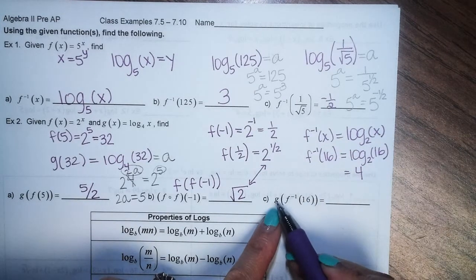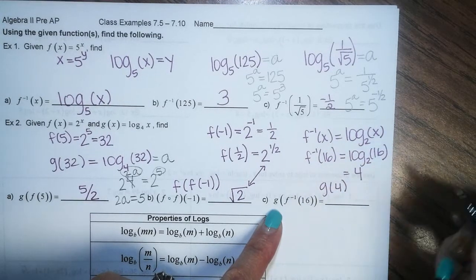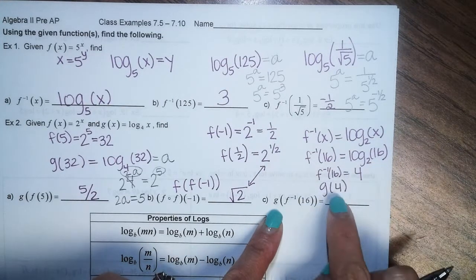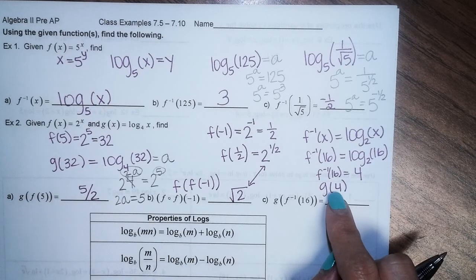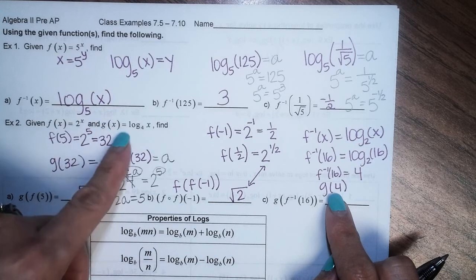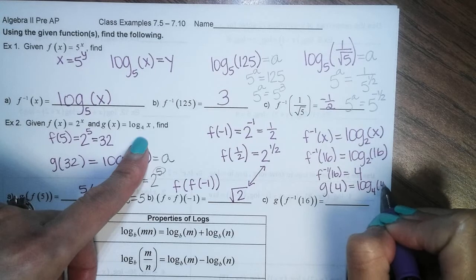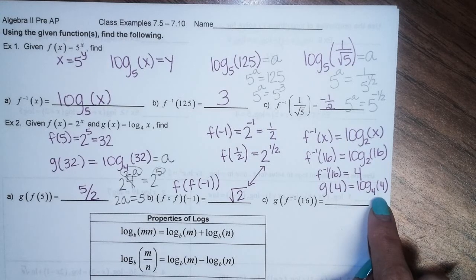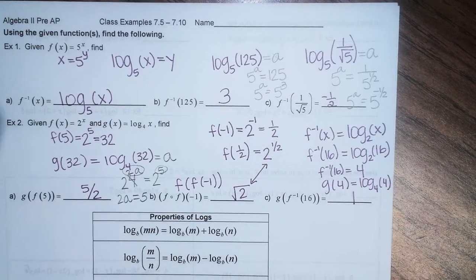And now I need to do g of that. So I need to do g of 4. To do g of 4, I need to go to the g function. So log base 4 of 4. And that's also an easy integer. It's just 1. Log base 4 of 4 is 1. So final answer, 1. All right.